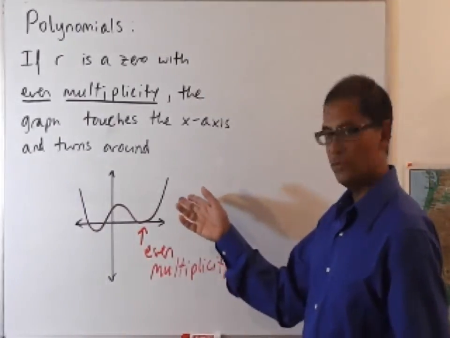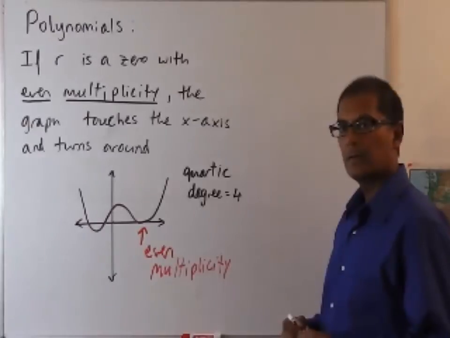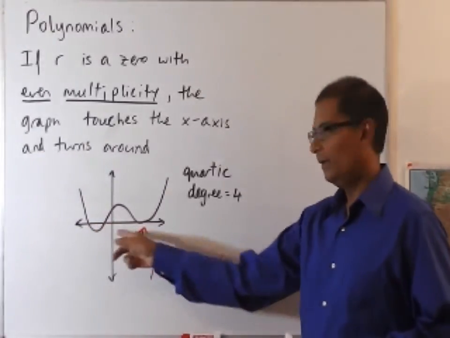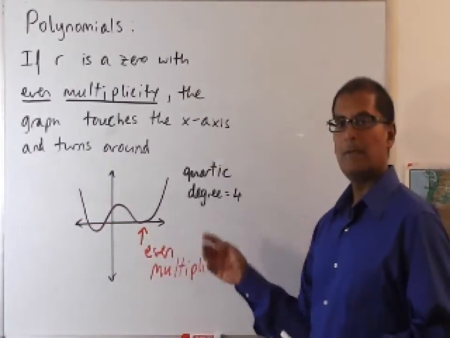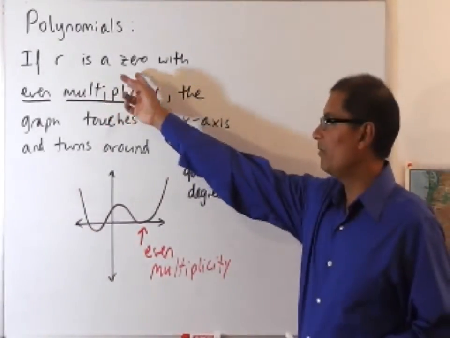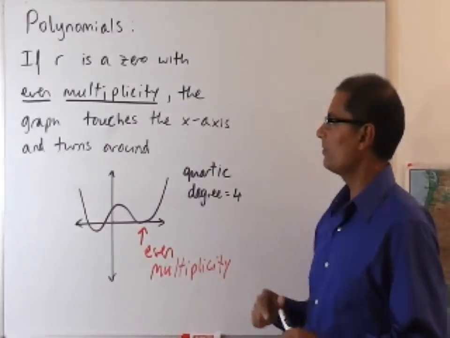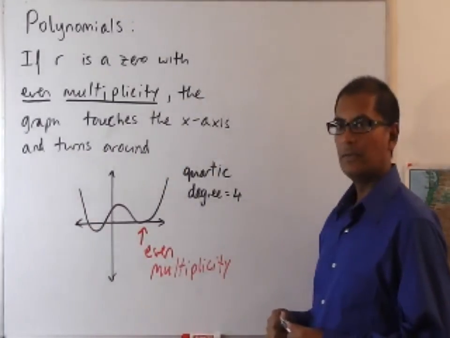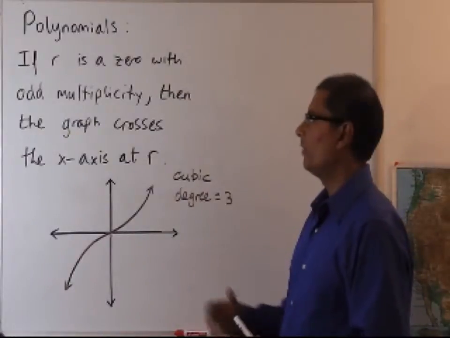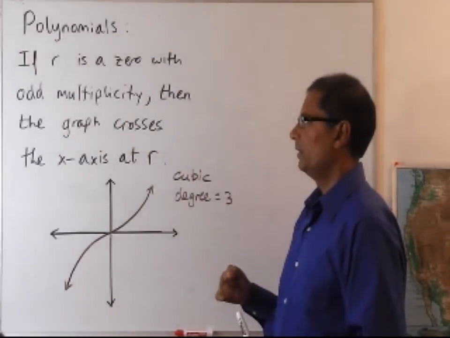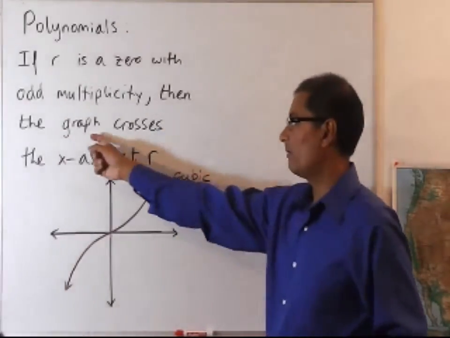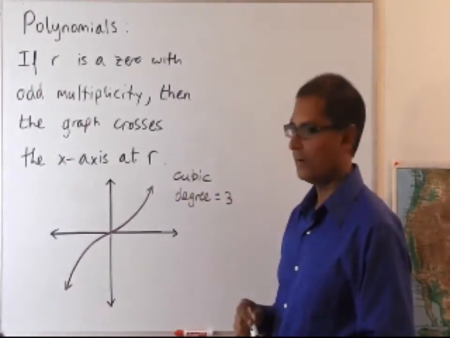In this case, because this is a quartic polynomial, degree 4, and we have 2 real zeros here, this must have multiplicity 2 to make the maximum of 4 zeros. So, in other words, let's recap. If r is a 0 with even multiplicity, the graph touches the x-axis and turns around. Now what about odd multiplicity? If r is a 0 with odd multiplicity, then instead of bouncing back up at r, like even multiplicity, the graph crosses the x-axis at r.